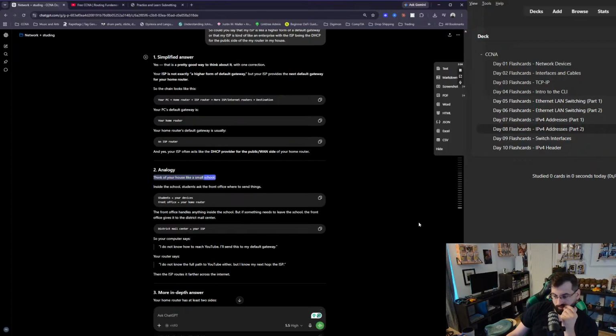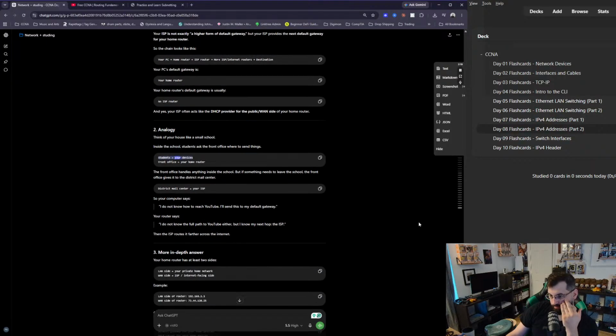Think of your house like a small school. Inside the school, students ask the front office where to send things. Students equal your devices. Front office equals your home router. The front office handles anything inside the school. But if something needs to leave the school, the front office gives it to the district mail center. District mail center equals the ISP.